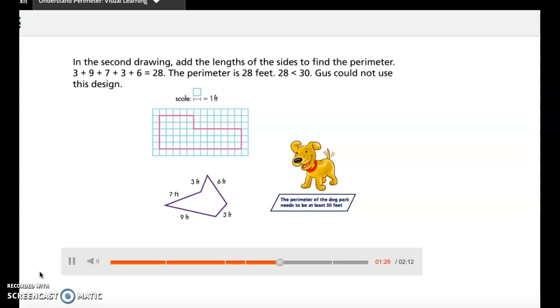In the second drawing, add the lengths of the sides to find the perimeter. 3 plus 9 plus 7 plus 3 plus 6 equals 28. The perimeter is 28 feet. 28 is less than 30. Gus could not use this design.